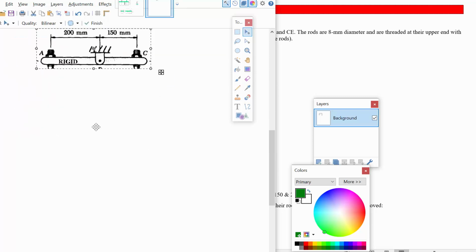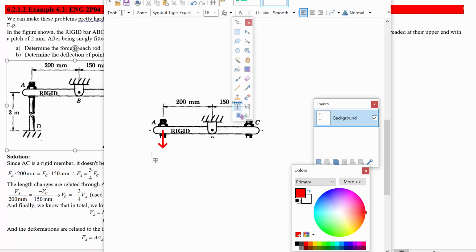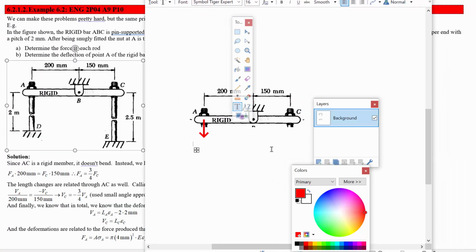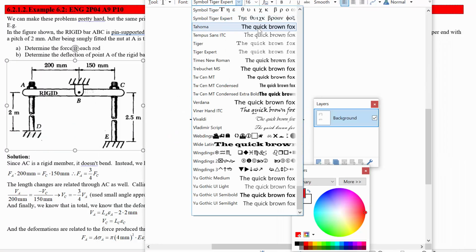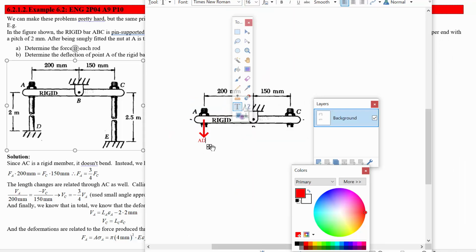Yes. And we're going to write that there's a tension force down on this. Let's go a little bit larger. And we'll call this, what was that, A and D? Yeah. So this is force AD on that one. And we'll put a bigger font size. Yep. And then we're going to have force CE over on this one.